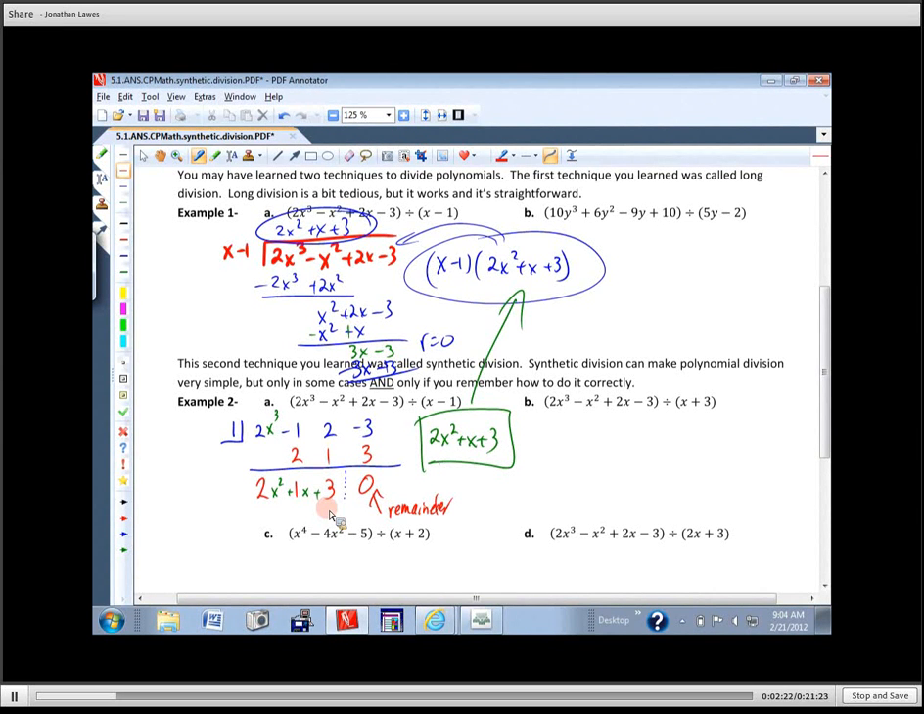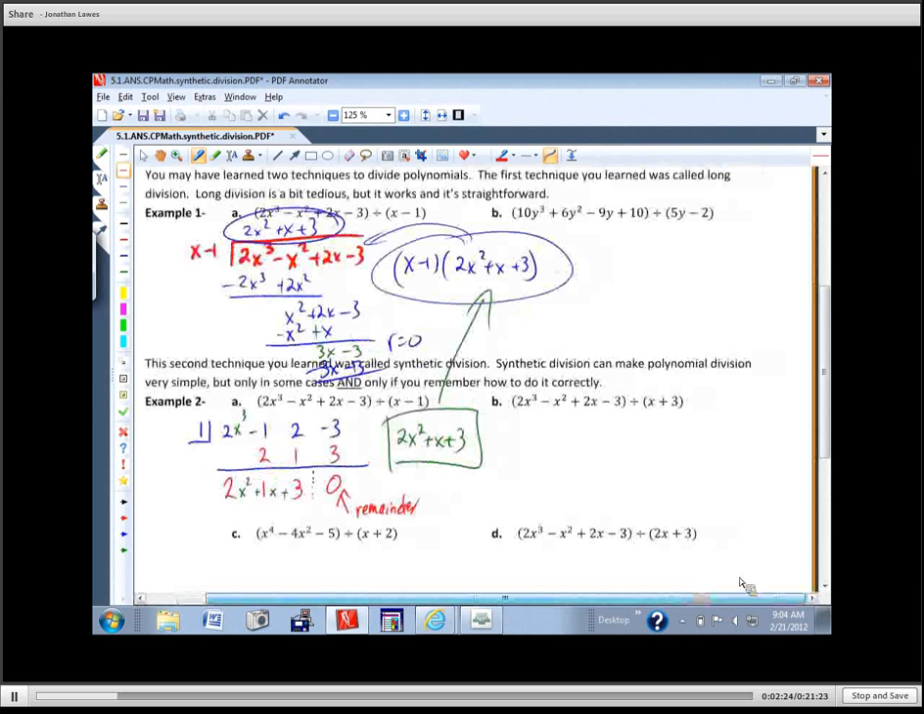So let me run through this again. I'm going to do this one by doing long division, and then the rest of these I'm going to show you using synthetic division if we can do that. So again, just a reminder of how we do regular old long division. On the outside of the box would be a 5y minus a 2.